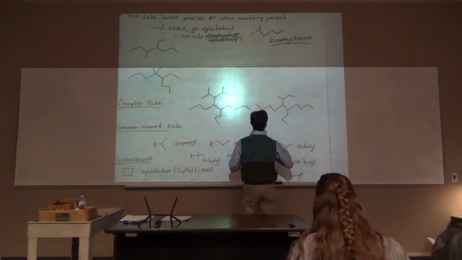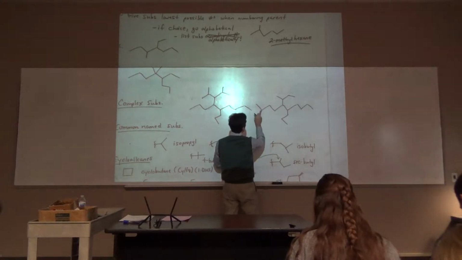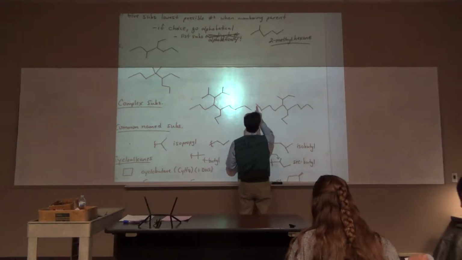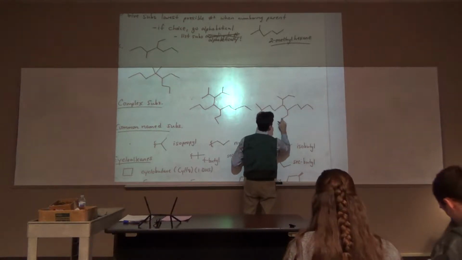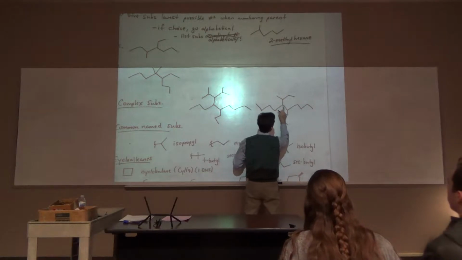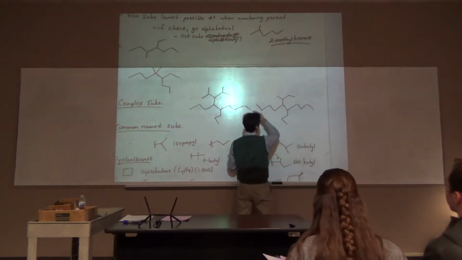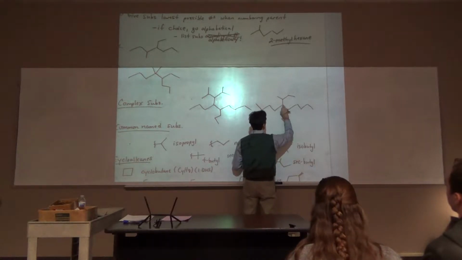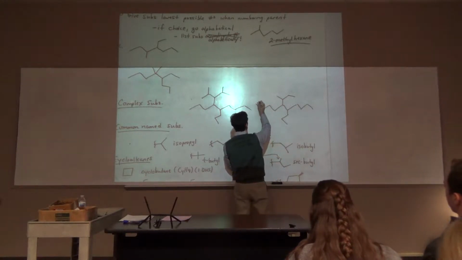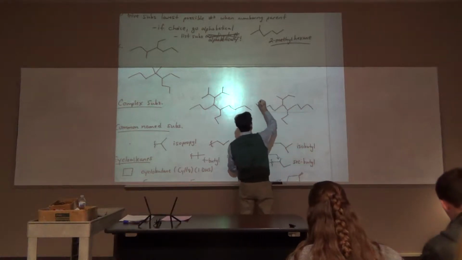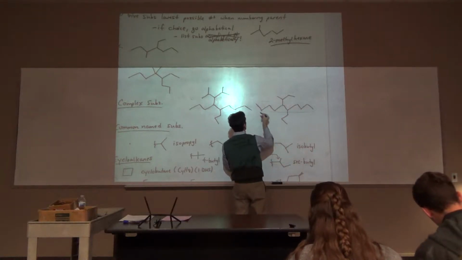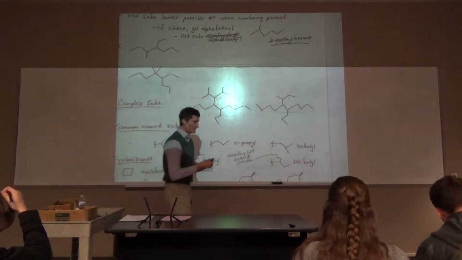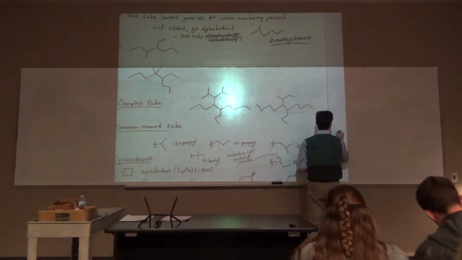Longest continuous chain. Let's see. 1, 2, 3, 4, 5, 6, 7, 8, 9, 10. Actually, right through there, straight. 10, that's the only 10. If you look, there's no other 10. Longest continuous chain is 10. I'm going to circle it here. 10 is what? Decane. Decane, like a decade.